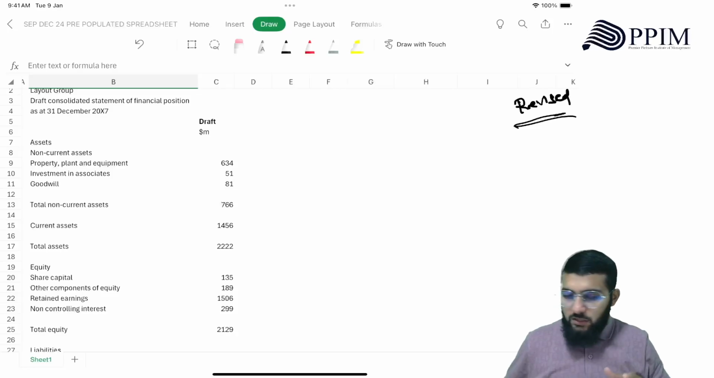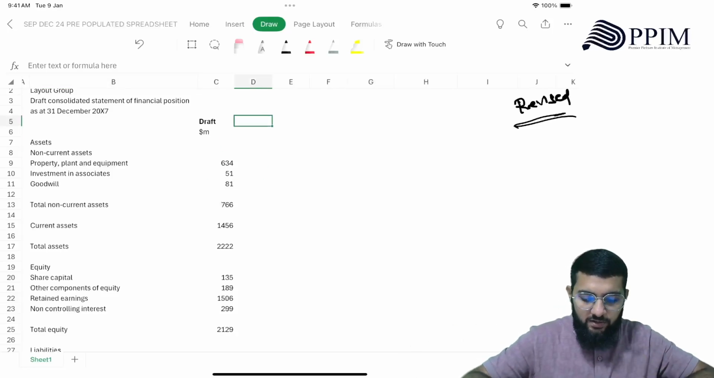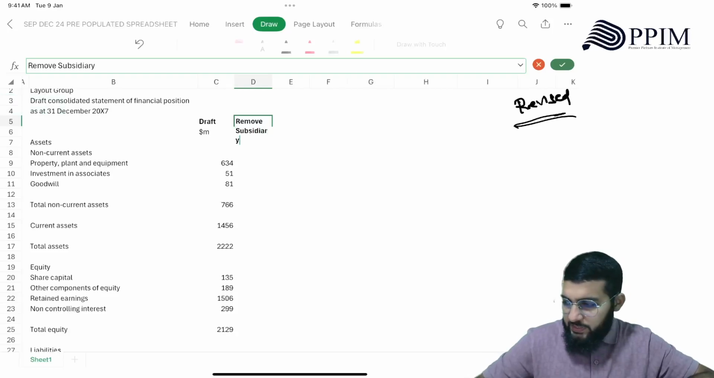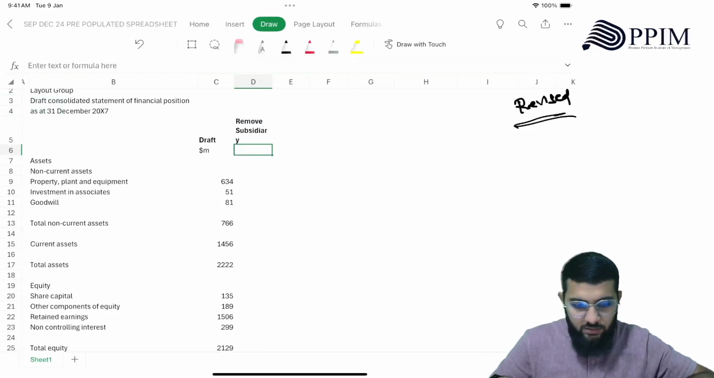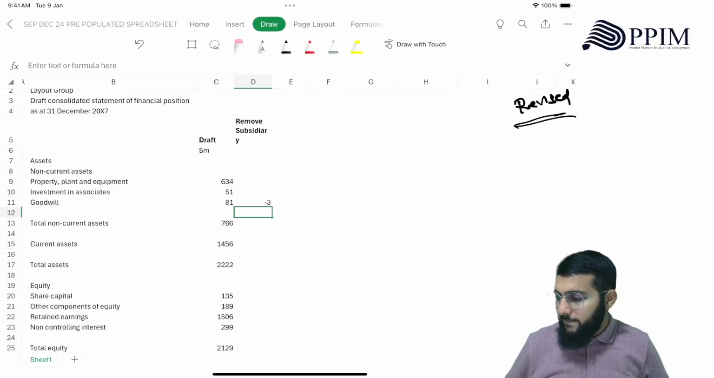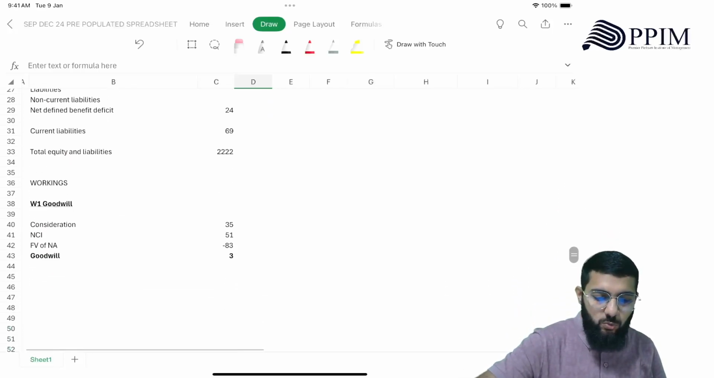Right? So first we have to remove the subsidiary here. Remove subsidiary. Right. So goodwill of 3 million, we remove that first. We've identified how much the goodwill is, so we remove the goodwill of 3 million. Okay. Right. Now let's go back to our working.